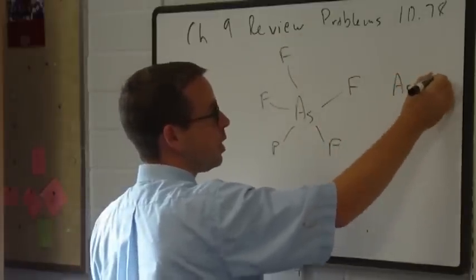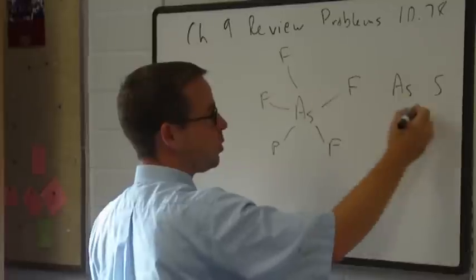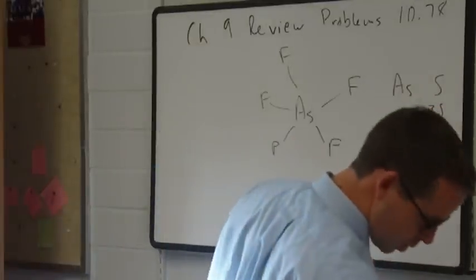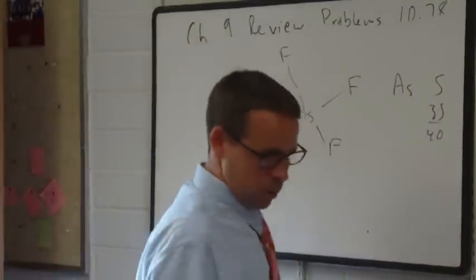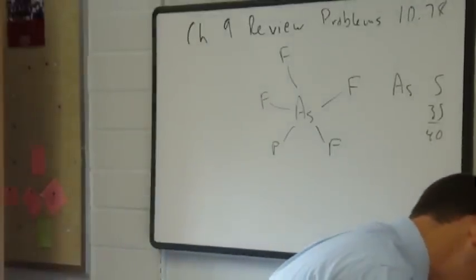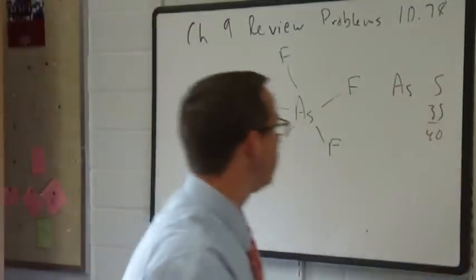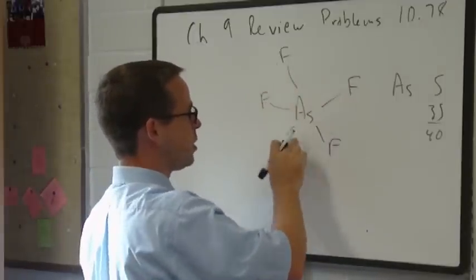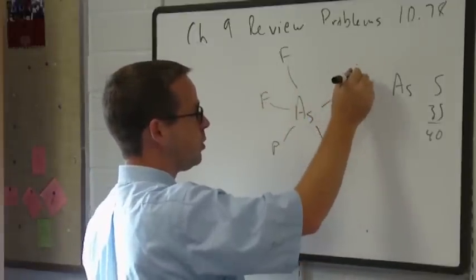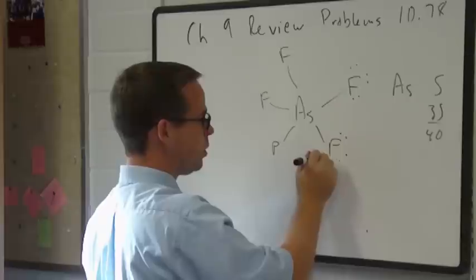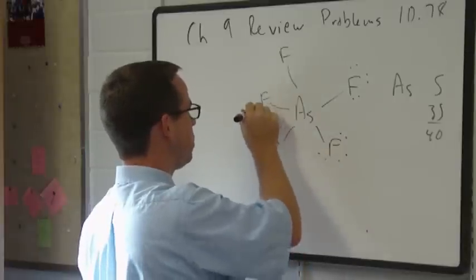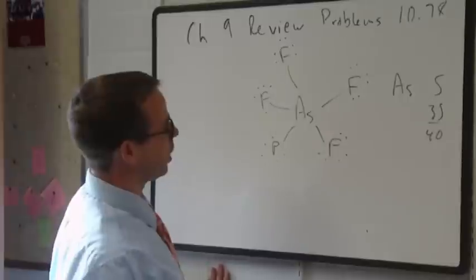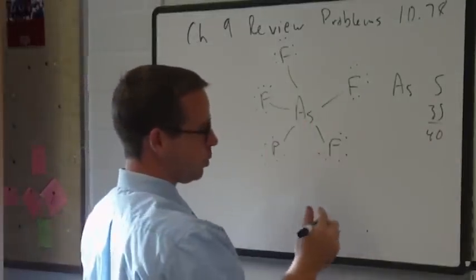AsF5: arsenic brings 5 electrons, 5 fluorines bring 35 electrons, so there are 40 electrons total. Let me verify that arsenic brings 5. Yeah, that's right. Okay, so then we count 1, 2, 3, 4, 5, 6, 7, 8, 9, 10, 11, 12, 13, 14, 15, 16, 17, 18, 19, 20, 21, 22, 23, 24, 25, 26, 27, 28, 29, 30, 31, 32, 33, 34, 35, 36, 37, 38, 39, 40. So that's 5, so then we have 5 groups.